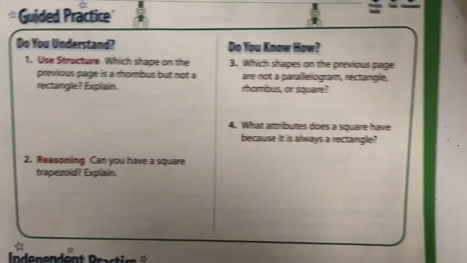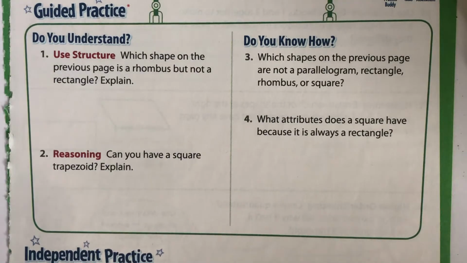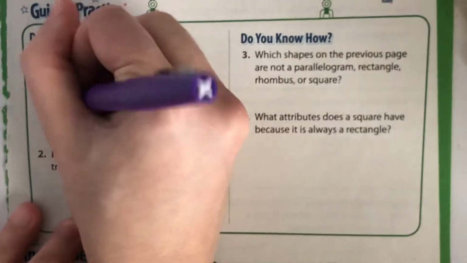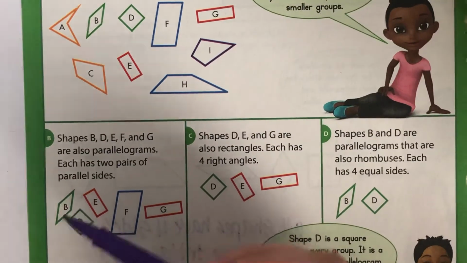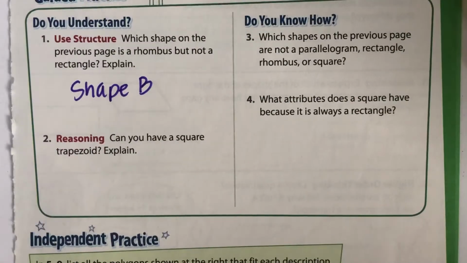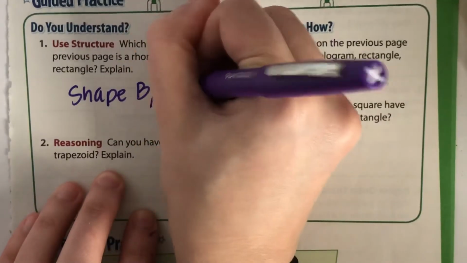Moving on. Which shape on the previous page is a rhombus but not a rectangle, and explain? Shape B. If you look, shape B is a rhombus but not a rectangle. All the sides are the same length.